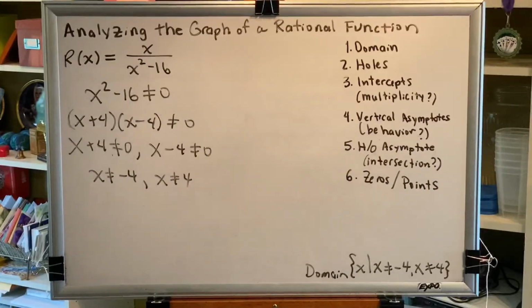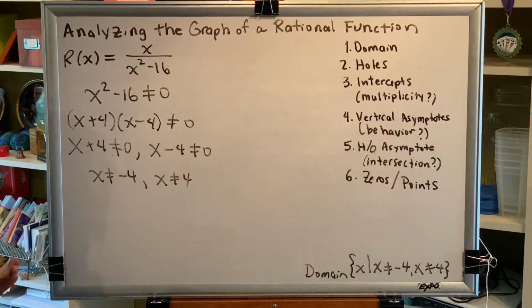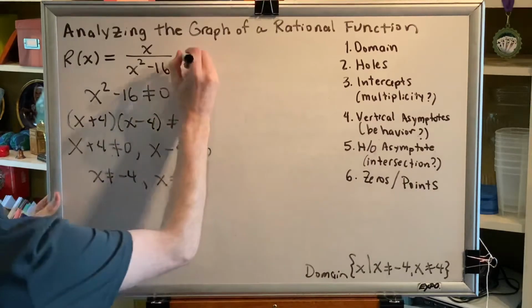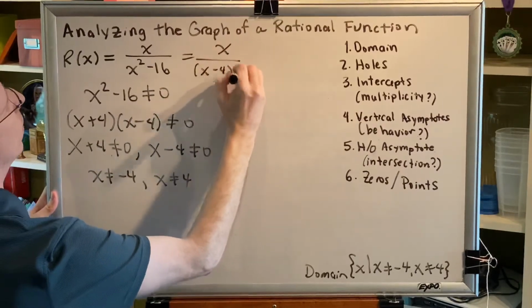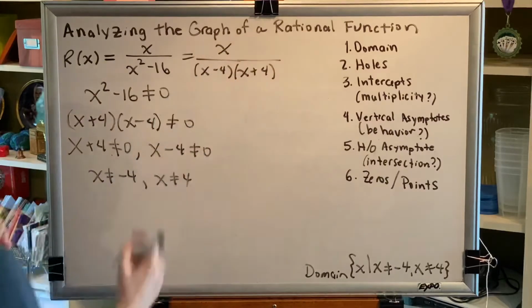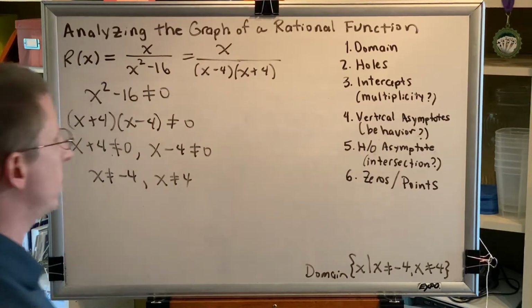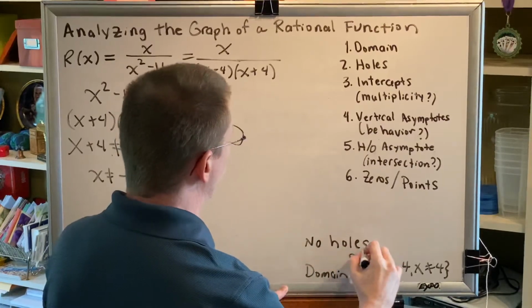To find holes, we have to factor the numerator of r and then write r in lowest terms. Any canceled factors will create a hole. The interesting thing about this problem is that our numerator is just an x. There's nothing we can do to factor that further. So even if we were to rewrite our function in this form, where we factor the denominator, nothing is going to cancel top and bottom. So that means this particular graph has no holes.